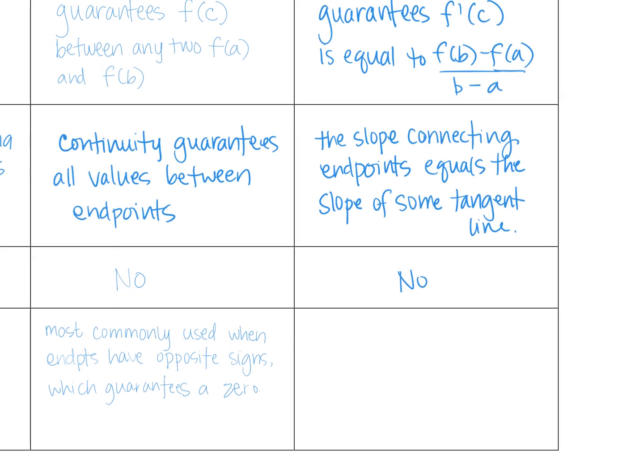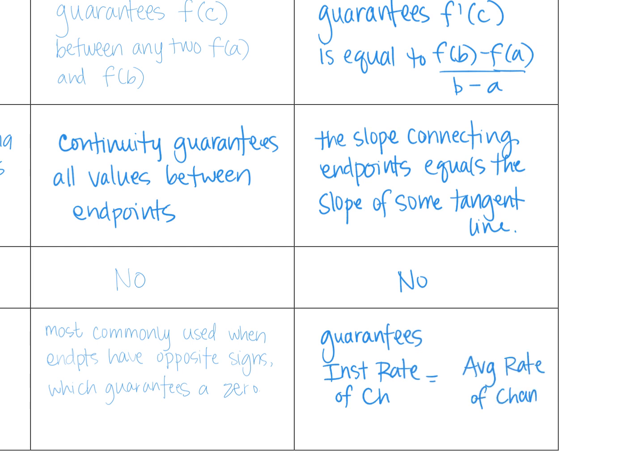Another way that you could be asked about this is to use the word rate. They could say that you would be guaranteed that the instantaneous rate of change would be equal to the average rate of change. So the instantaneous rate of change is the derivative part. The average rate of change is the subtraction part, and those two are guaranteed to be equal.